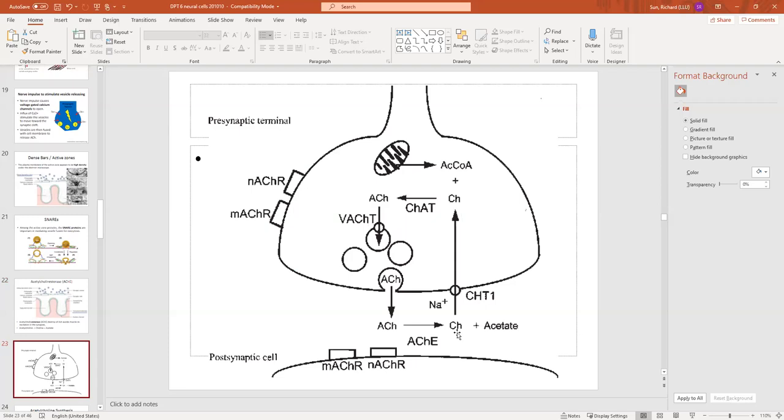Choline will then be pumped back. So here is a choline transporter. This is a high affinity choline transporter. It will transport the choline back to the axonal terminal. This choline will be reused. Choline will bind with acetyl-CoA. Acetyl-CoA is the product from the mitochondria. Then acetyl-CoA with choline, through choline acetyltransferase, forms the acetylcholine. Acetylcholine is then pumped through the vesicular acetylcholine transporter into the vesicle, gets stored in the vesicle, and waits for the signal.